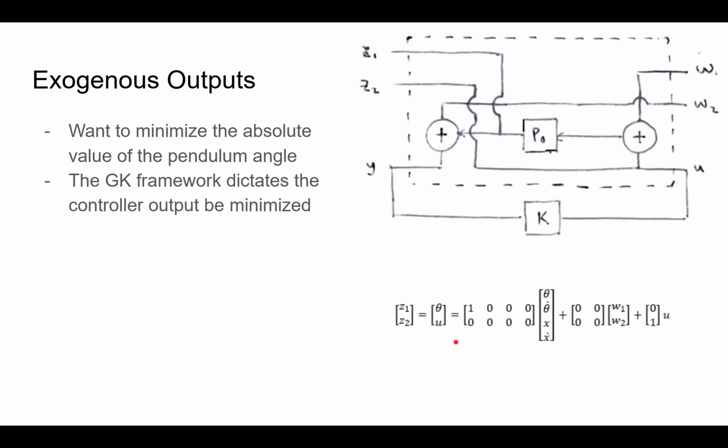For exogenous outputs, these are the things we want to minimize. Z1 I chose as pendulum angle. This is the thing we want to keep at 0. And then Z2, this framework chose the controller output because we want to keep this at a reasonable level because this is the force we'll be exerting on the cart.